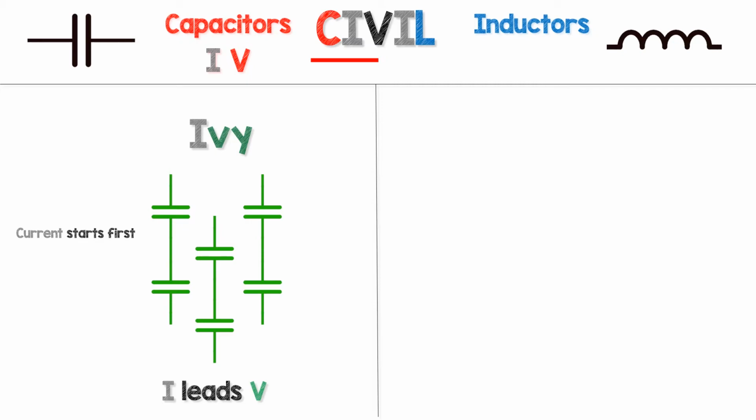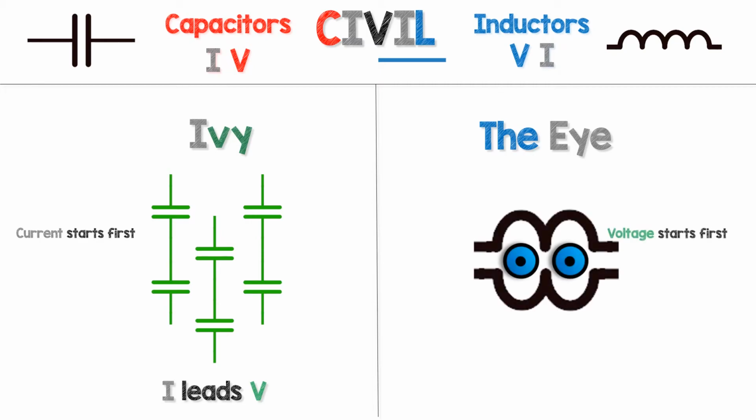For inductors, it's the other way around. For an inductor, the voltage leads the current, or VIL, because L is the letter for an inductor. And think of VI or VI, a pair of eyes made of inductors maybe, where the voltage starts first and the voltage leads the current for an inductor.